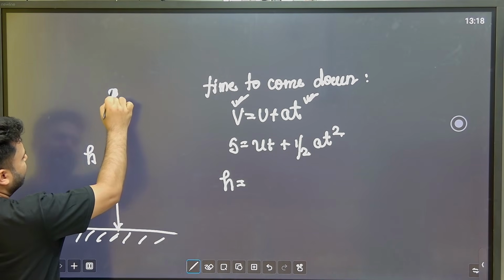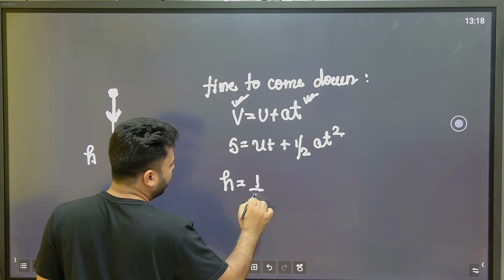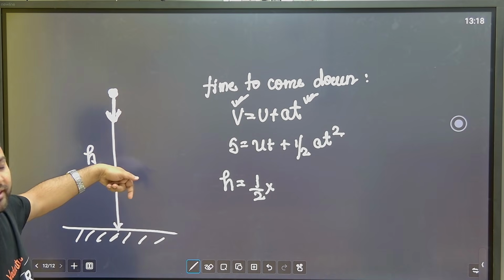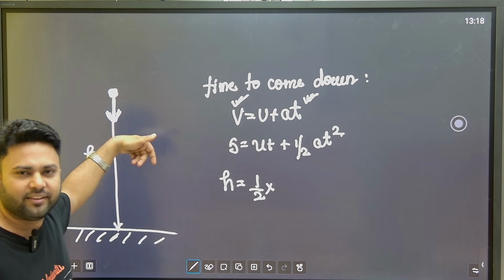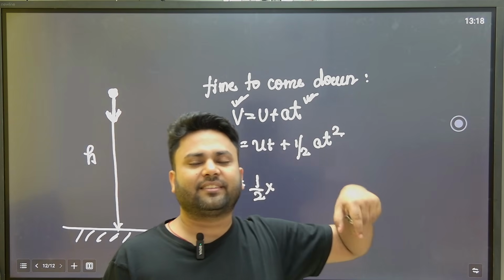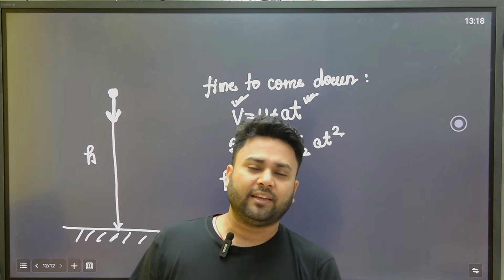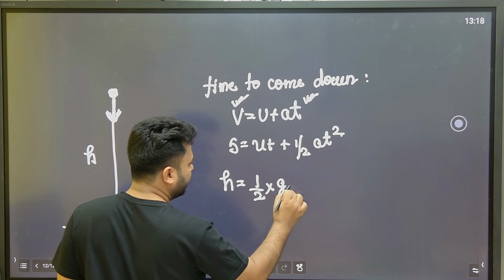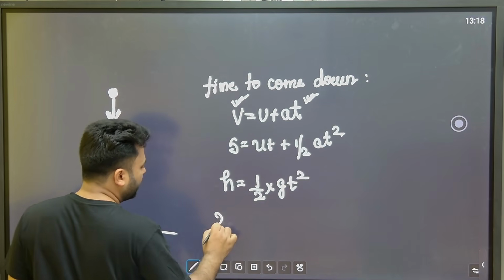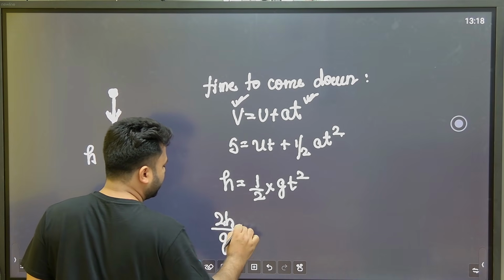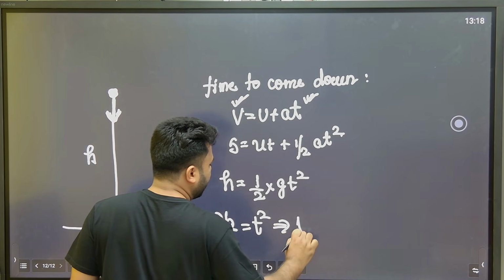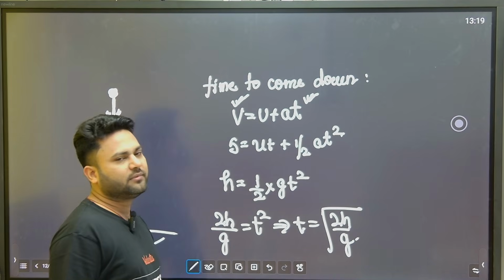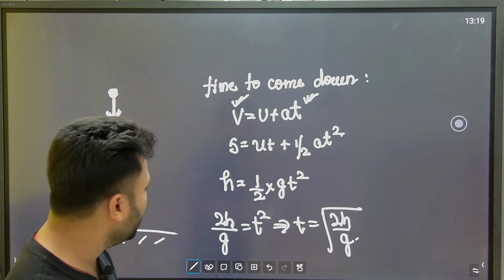Initial velocity, as we are releasing the ball, will be 0. Half. Here what will be the acceleration? The direction of motion is down, and gravity is also down. Both are in the same direction, meaning gravity is in the direction of motion. And as I told, in the direction of motion, take everything positive. So this will be gt square. From here, this will be 2h, g will come down, 2h by g equals t square. Finally, time will be under root 2h by g. This is the time that the body will take to come down.